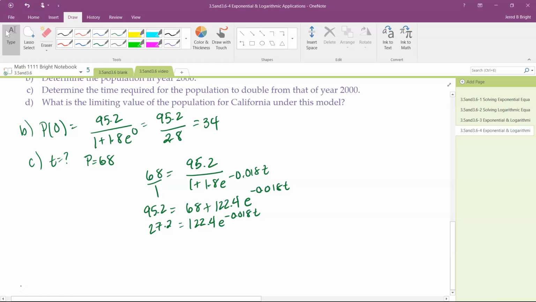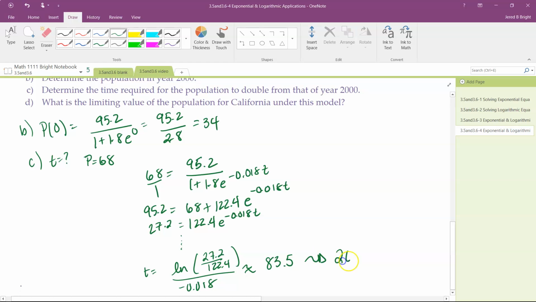Divide by 122.4, take the log, and I'll let you fill in the work. At the end of the day, t is equal to the natural log of 27.2 over 122.4, divided by negative 0.018, which is approximately 83.5. So I would say sometime in the year 2084. It would occur after the year 2083, sometime during 2084.